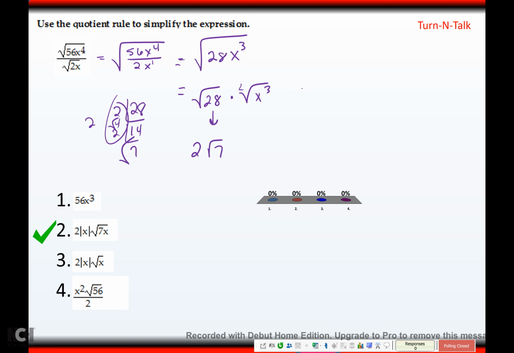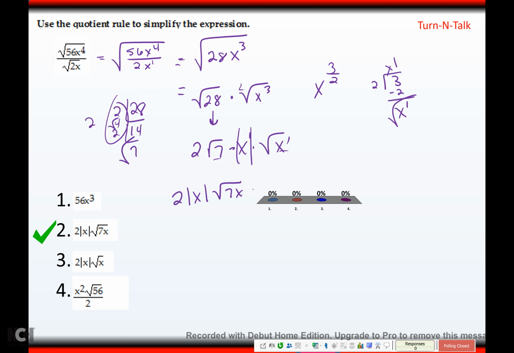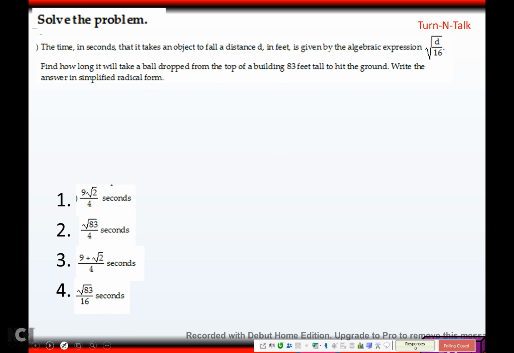My x cubed is going to be x to the 3 divided by 2. 3 divided by 2 goes 1 whole time with 1 left over. So x to the first is out and x to the first is in. And this one needs bars because my index is even. So I have 2 absolute value x, square root, put your innings back together and you get 7x. Alright, try this one, hit pause, come back when you're ready. And hopefully you got square root of 83 over 4.